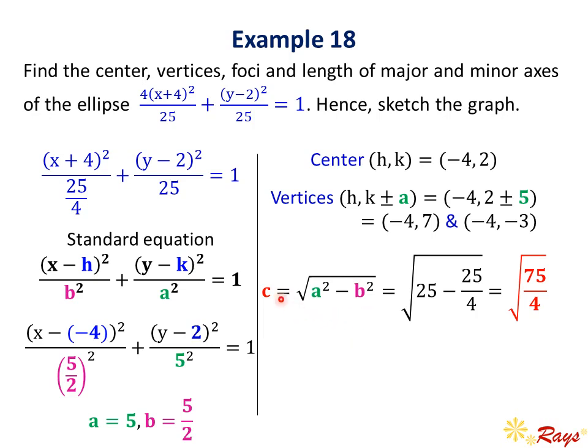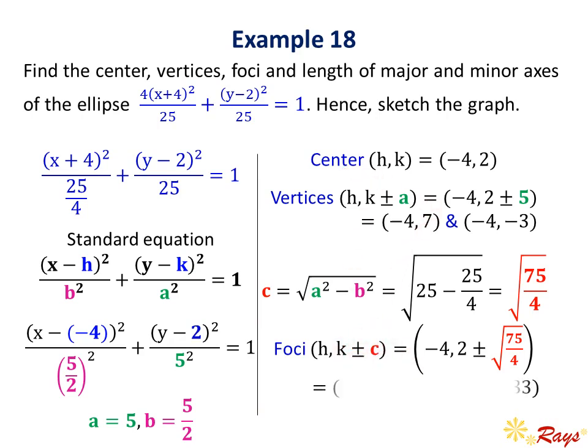And to find C, we will be using this formula. C is equal to the square root of A squared minus B squared. Substitute the values of A and B. C is equal to the square root of 75 over 4. So the foci are also along the major axis. To find the foci, we just add or subtract C to the y-coordinate of the center. So therefore, the foci are negative 4, 6.33 and negative 4, negative 2.33.